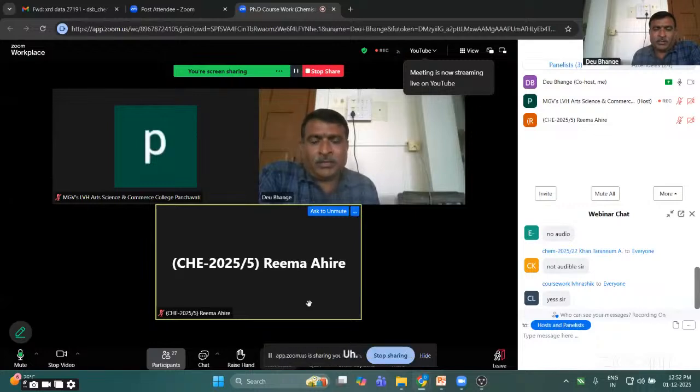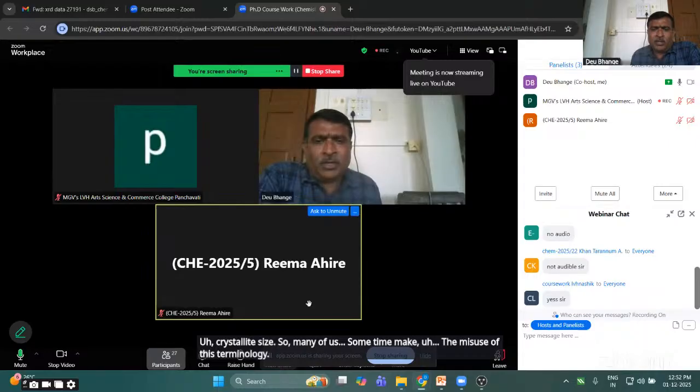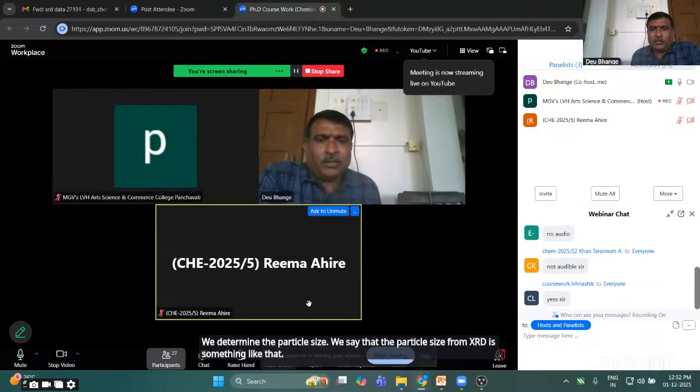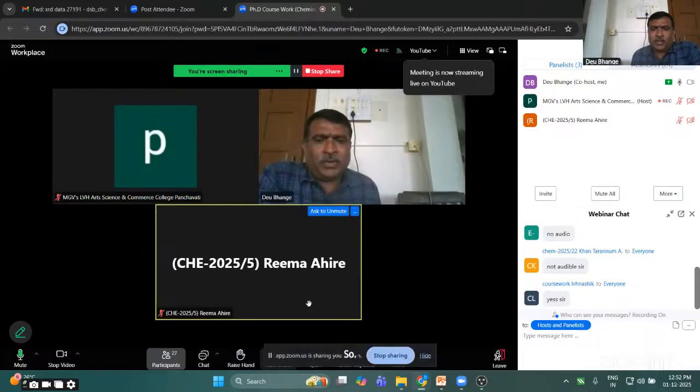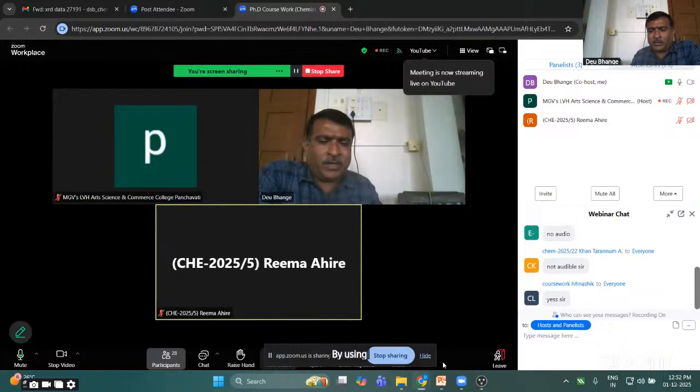Crystallite size. Many of us sometimes misuse this terminology. We determine the particle size, and we say that the particle size from XRD is something like that. But particle size is different and crystallite size is different. We will calculate the crystallite size at the last, after calculating the lattice constant and density by using the X-ray diffraction pattern.